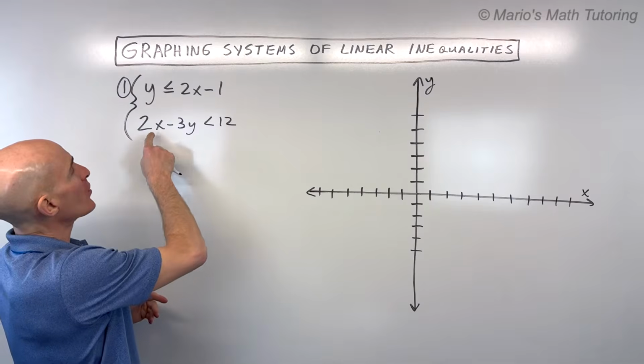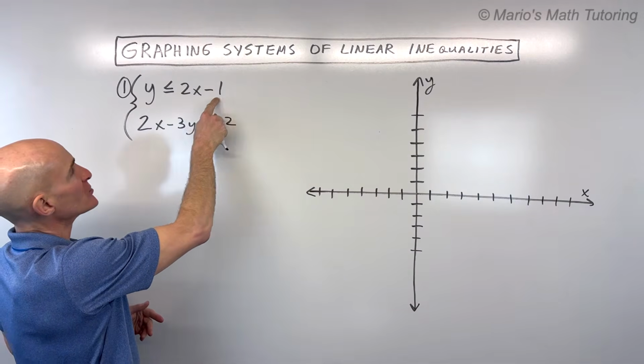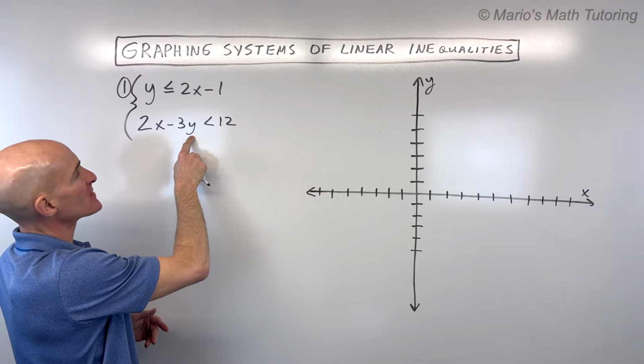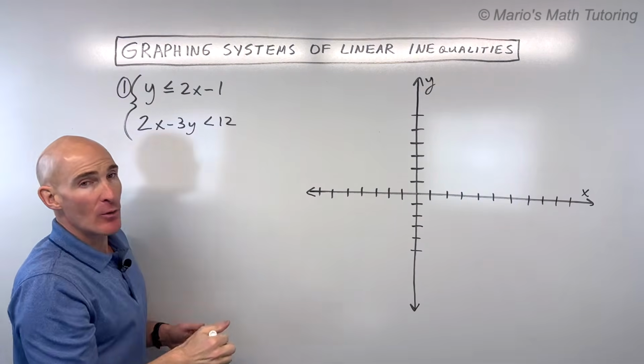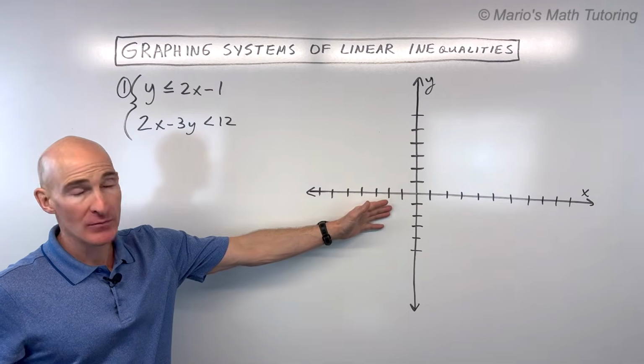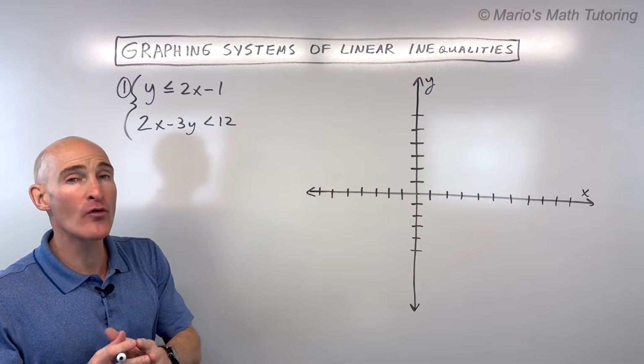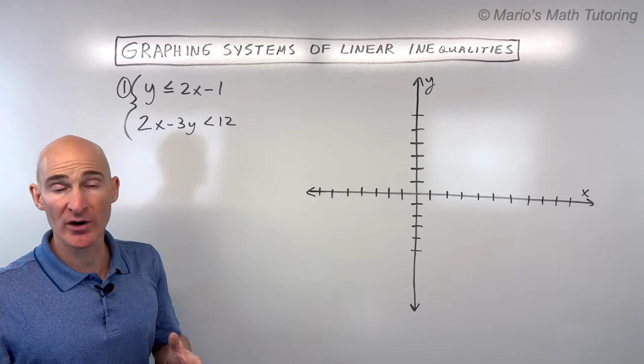We've got these 2 inequalities right here. y is less than or equal to 2x minus 1, and 2x minus 3y is less than 12. We want to graph them in the same coordinate axis, and we want to see where the overlapping regions are. That's going to be the solution to our system.